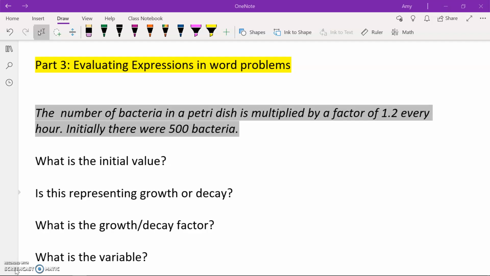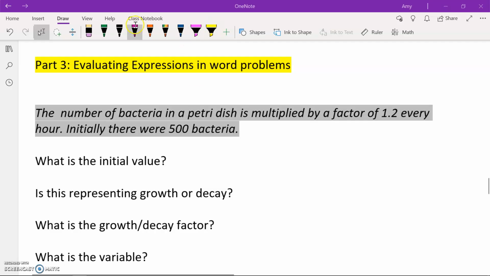specific value. So our first example says, the number of bacteria in a petri dish is multiplied by a factor of 1.2 every hour. Initially, there were 500 bacteria. So to be able to write our exponential function, we need to know the initial value, and we need to know the growth or decay factor.